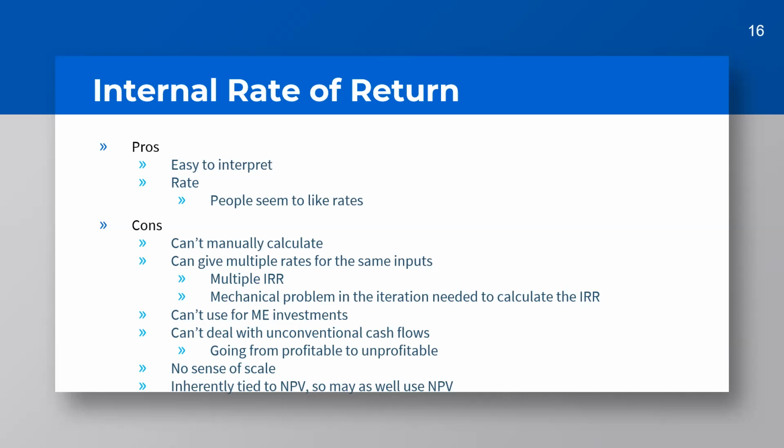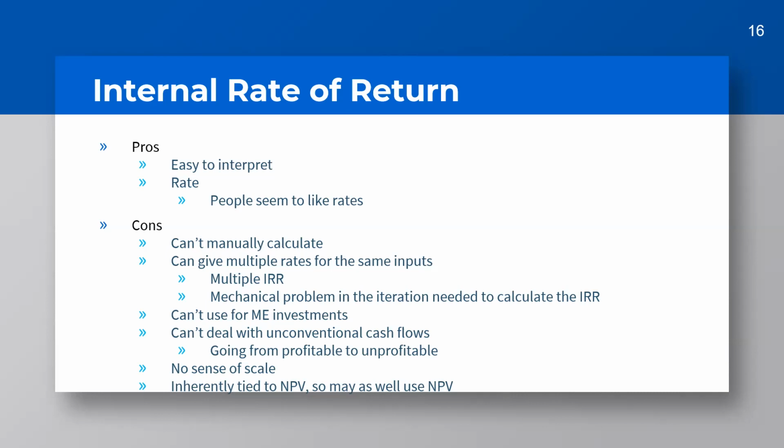Another downside: it can't be used for mutually exclusive projects, similar to NPV. It cannot deal with unconventional cash flows, in other words, going from very profitable, to unprofitable, to very profitable, to unprofitable. You have to have the outgoing cash flows, in other words, capital expenditures early on, and then profits from there. If you have unconventional cash flows, internal rate of return will give you an error.